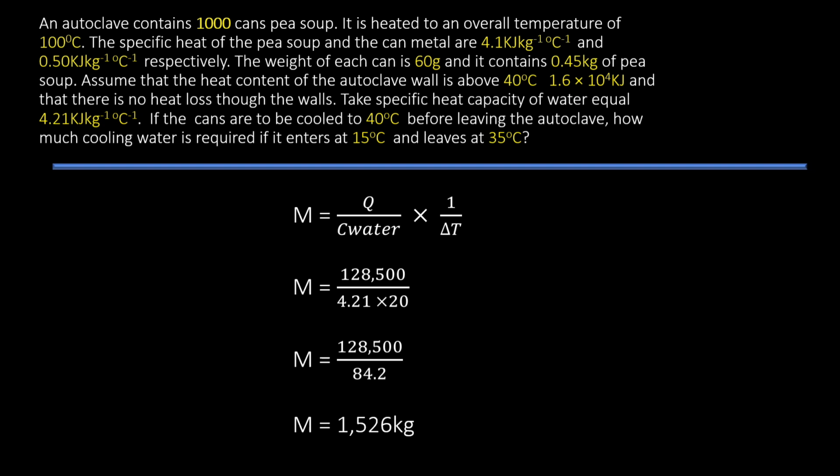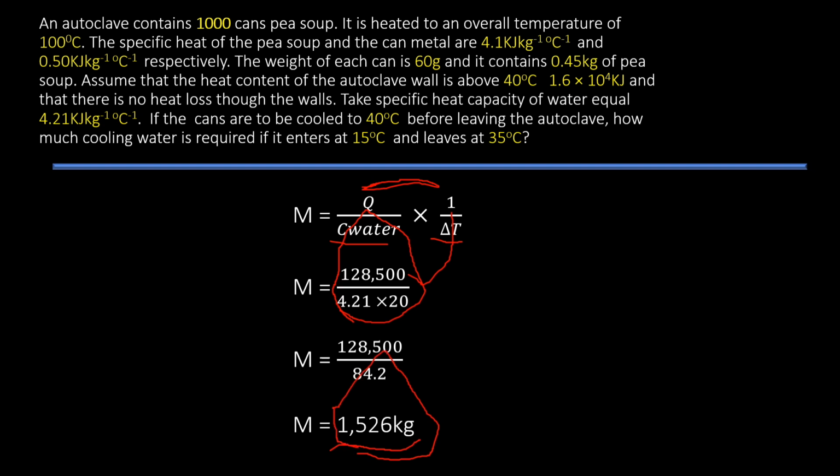If you multiply this heat with this one, it will still give you Q. Q stands for the heat absorbed by the water, then this is the specific heat capacity of the water, and then this is the change in temperature. If you substitute the parameters inside and complete the calculation, our final answer is approximately 1,526 kilogram of water.